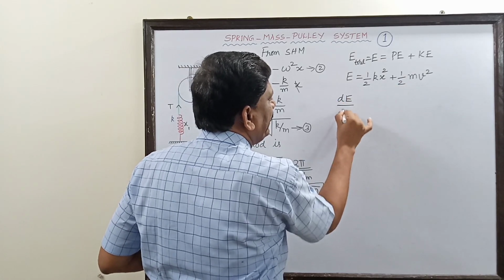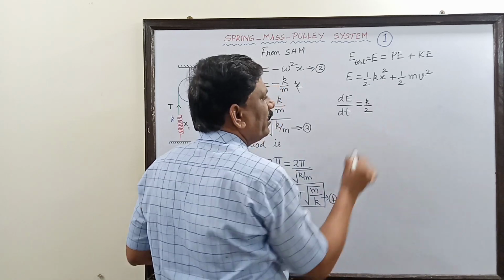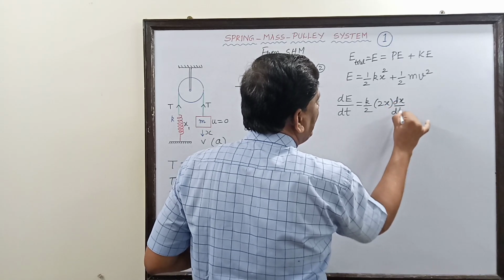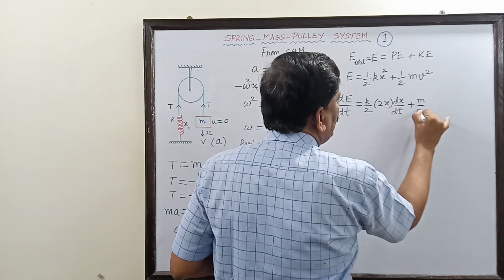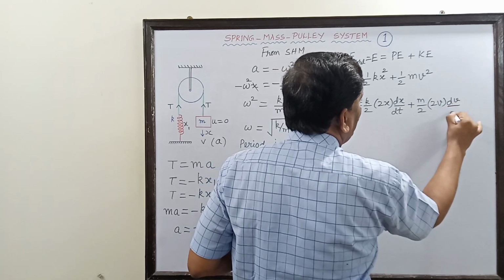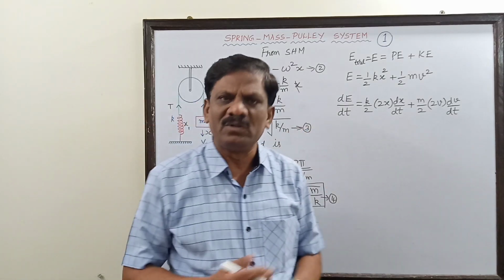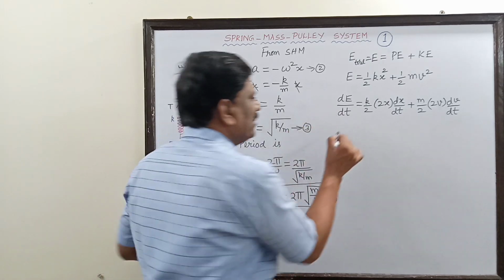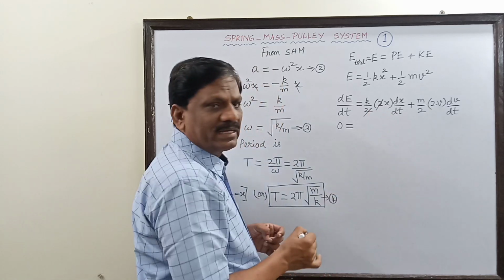So dE by dt on the left side must be equal to half k becomes k by 2 into 2x into dx by dt, plus half m becomes m by 2 into 2v into dv by dt. So the left hand side dE by dt must be equal to 0, because the total energy remains constant, and the differentiation of a constant is 0. And on the right, the 2 and 2 get cancelled.